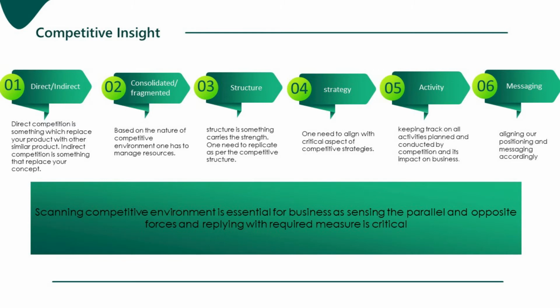First step is about counting the number of options customers have. This includes the number of direct as well as indirect competition available in the market. Direct competition is something that replaces your product with another similar product. Indirect competition is something that replaces your concept. Second step is to identify if the competitive nature is fragmented or consolidated. Based on the nature of the competitive environment, one has to manage resources.